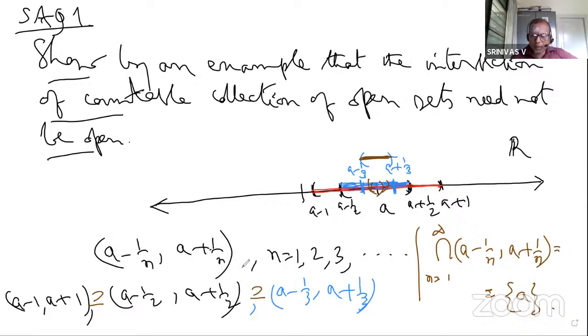And how many are these? These are countable, n equal to 1 to infinity. These are a countable number of open intervals, and each open interval is an open set. So this is an example of a countable collection of open sets whose intersection is a singleton. A singleton is a closed set on the number line with the usual topology. So this is an example of a countable collection of open sets whose intersection is closed. This example often helps in various cases, so you have to remember that.